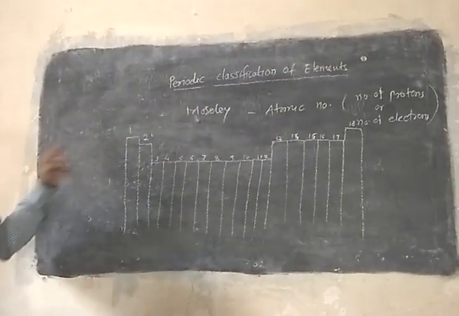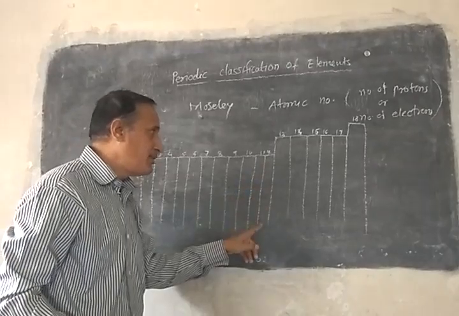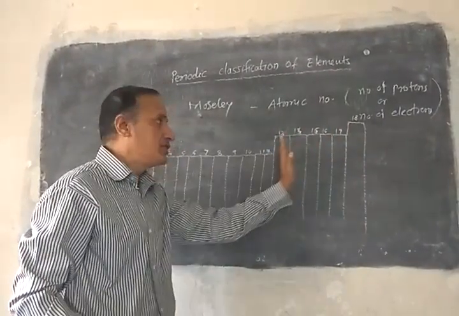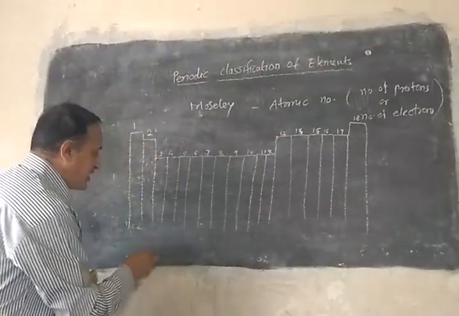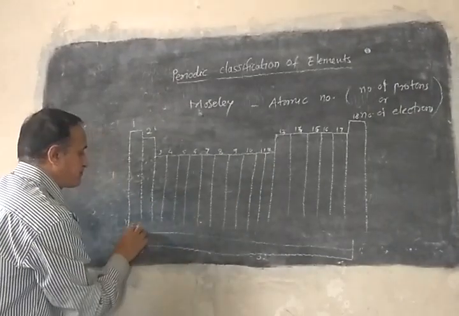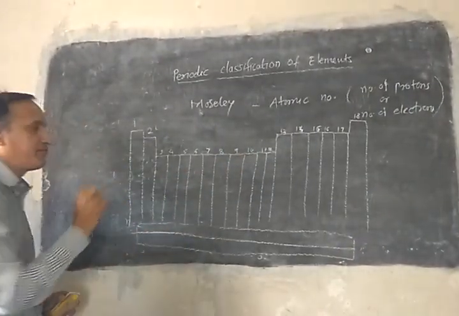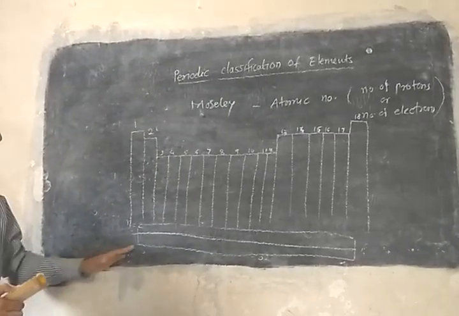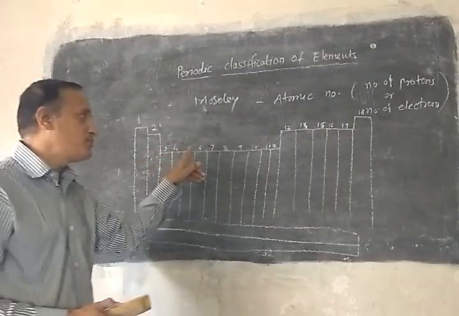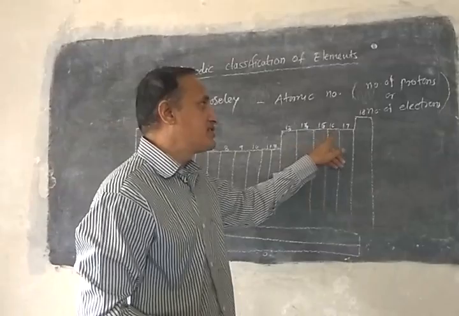So here we have the first group, second group, then 3 to 12 in the middle, and 13 to 18 here. Here is the right side of the table, and downside there are two series shown over here. I have just shown the outline of the periodic table. In that table, first group, second group, third group, and so on up to 18.